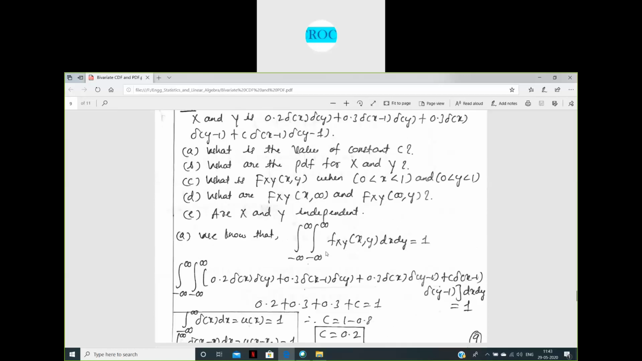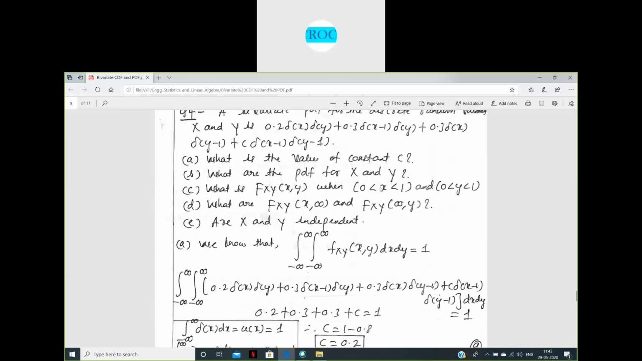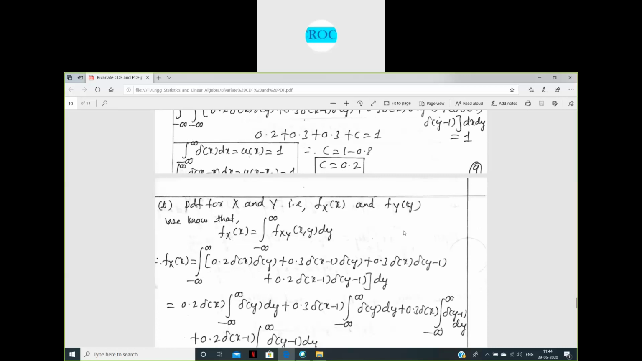Next, what we need to calculate is the PDF for x and y. How do you calculate the PDF for x and y? In the previous problem, when I say PDF for x and y, it is nothing but the lowercase fX(x) and the lowercase fY(y). And what is the formula for this? It is the integration from minus infinity to infinity of fXY(x, y) dy, because it is fX(x) here.